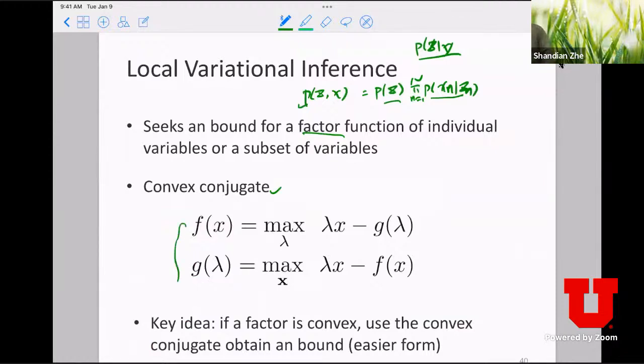Suppose f is a convex function, and we can always construct a lower bound of the convex function. According to the convex conjugate, we can construct a lower bound by maximizing this linear function of x, lambda x subtracted by g of lambda. We have actually shown that the right-hand side is essentially a tangent line at the corresponding x. So this is your maximum over lambda of lambda x subtracted by g of lambda.